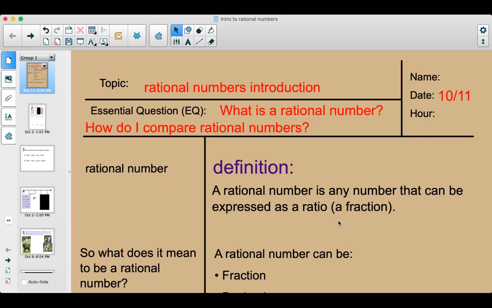Hello, everybody. Today we're going to talk about rational numbers. We're going to answer the following questions. What is a rational number, and how do I compare them? So let's jump right in.